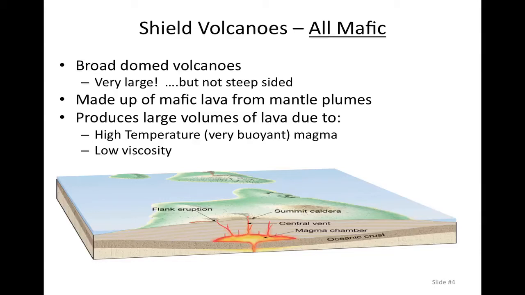Because it's all mafic and made out of entirely very hot lava, the volcano is going to be very large, because this lava has no problem erupting to the surface because of its low viscosity and high buoyancy. It also spreads out very thin and in all directions. So the volcano shape you see here is not very steep, basically flat, but also very large. This is the largest kind of volcano you can get.